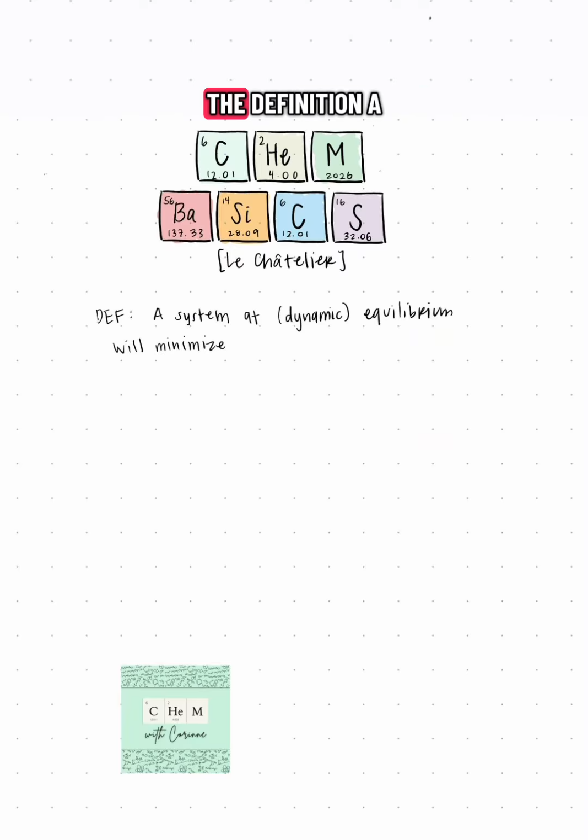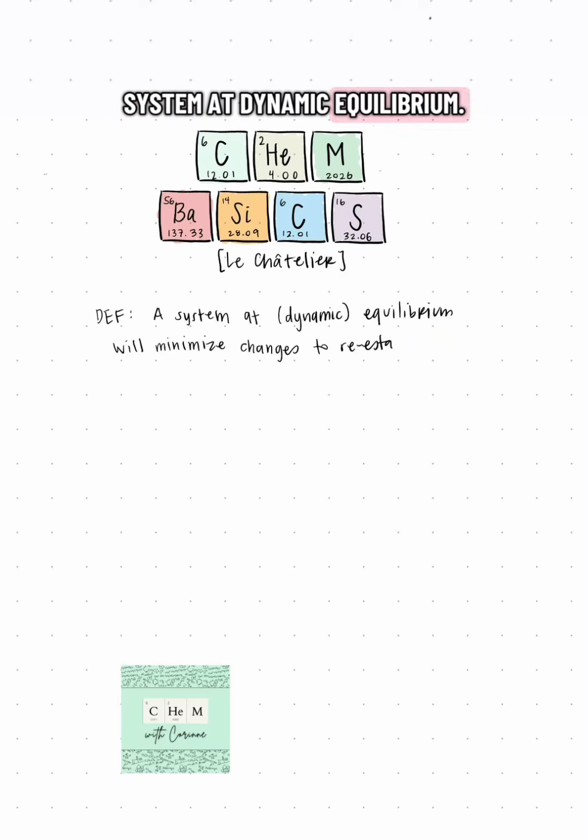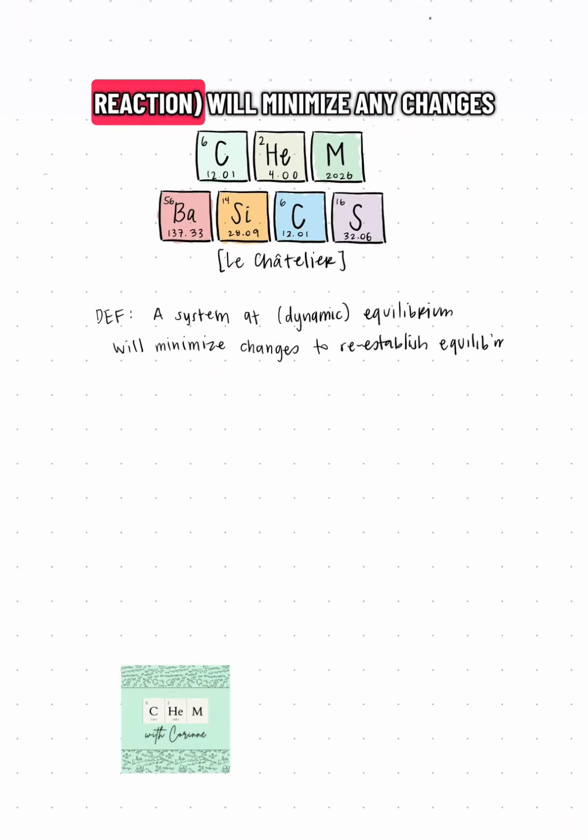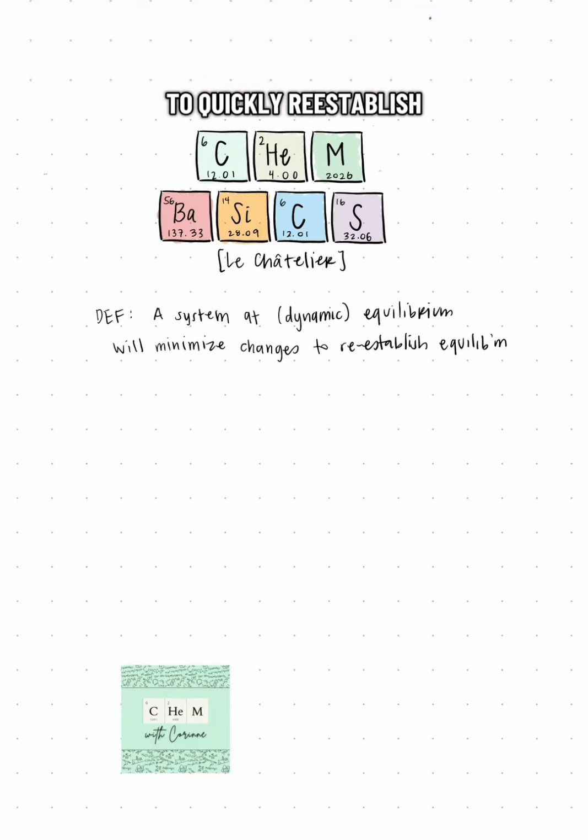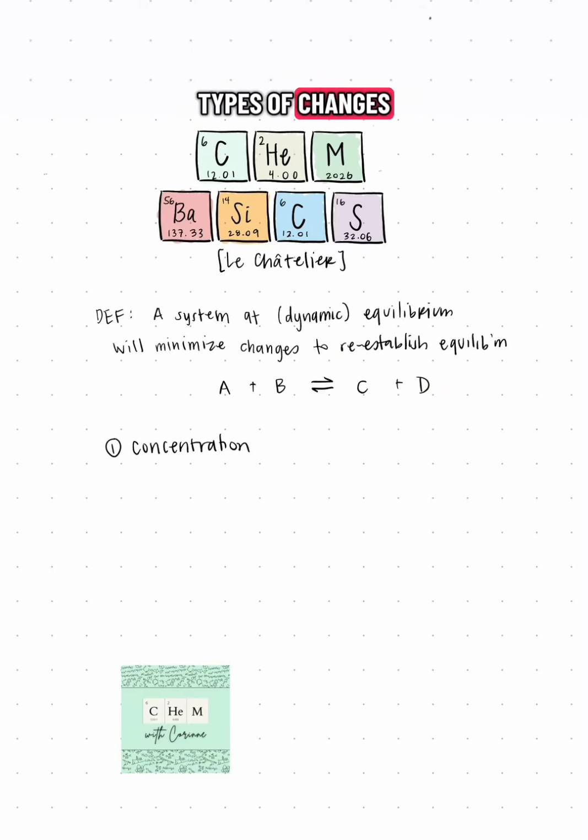And to do that, let's start with the definition. A system at dynamic equilibrium, so a reversible reaction, will minimize any changes to quickly reestablish a new equilibrium. So the goal is just to minimize the impact of any changes to the system. There are 3 types of changes we're going to look at.